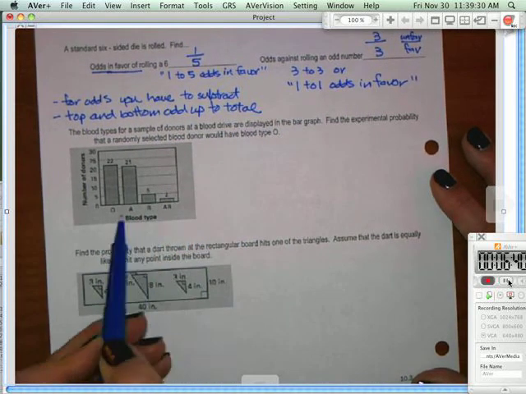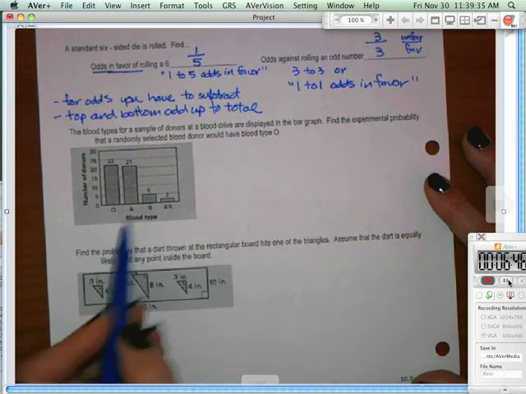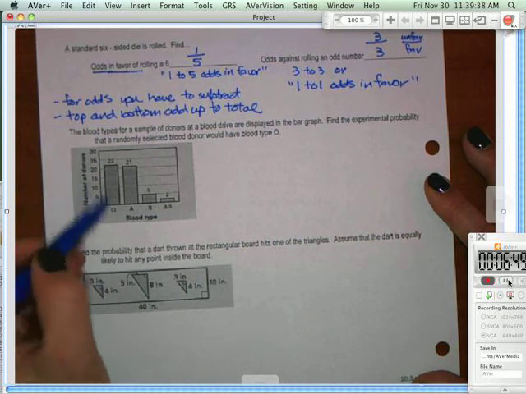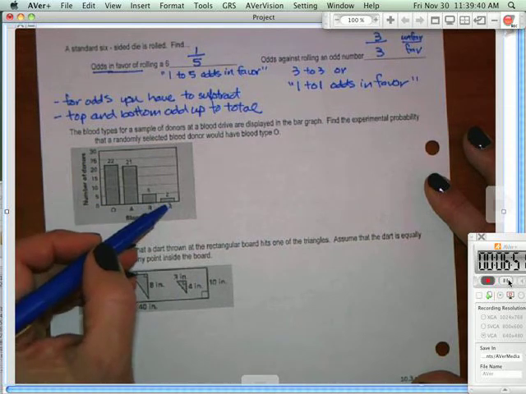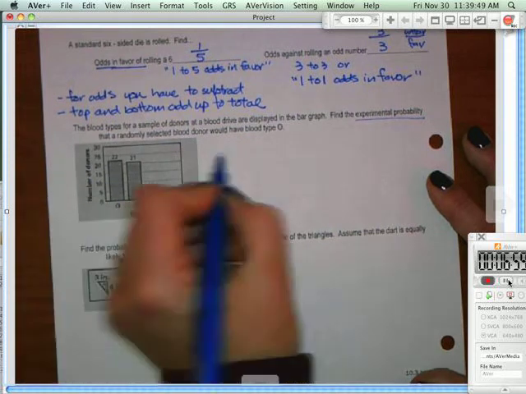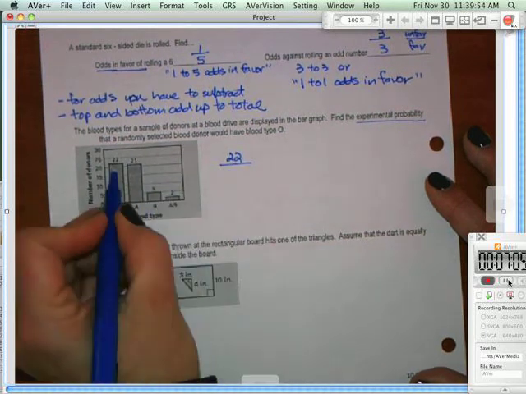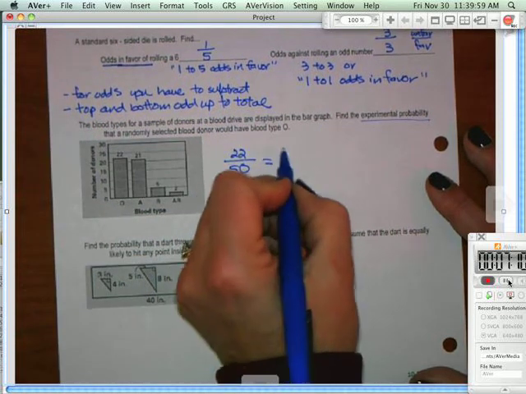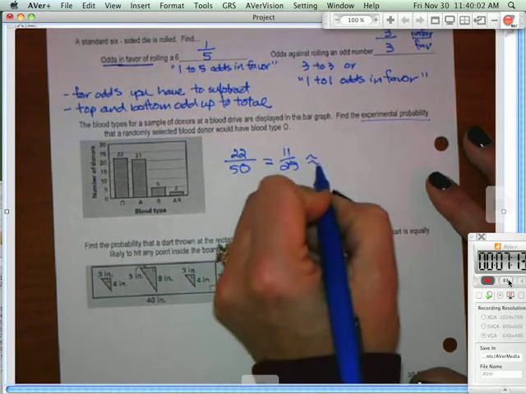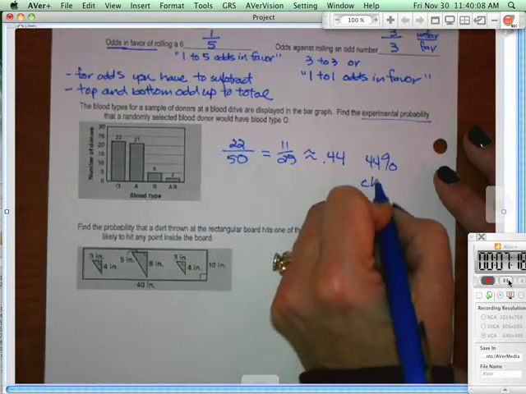Okay, the blood types for a sample of donors at a blood drive are displayed in the bar graph here. Find the experimental probability that a randomly selected blood donor would have type O. So you kind of have to look at this and say, all right, here's type O, A, B, and AB. So we just want to know the probability. That's all we want to know. So we're going to find out the chances of it happening. So right here for O, there's 22 possibilities that it could happen out of a total of 50 when you add these all up. Okay, so then we just reduce that. Put it in decimal form, and then in percentage. 44% chance of a type O.